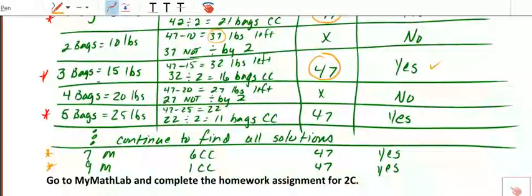You'll find a total of 5 solutions to this problem. 3 bags of mozzarella and 16 bags of cheddar cheese, as I said a second ago. Then 5 bags of mozzarella and 11 bags of cheddar cheese. That's another solution. 7 mozzarella, 6 cheddar cheese. That's a solution. 9 mozzarella, 1 cheddar cheese, 47 pounds. That one is a solution.